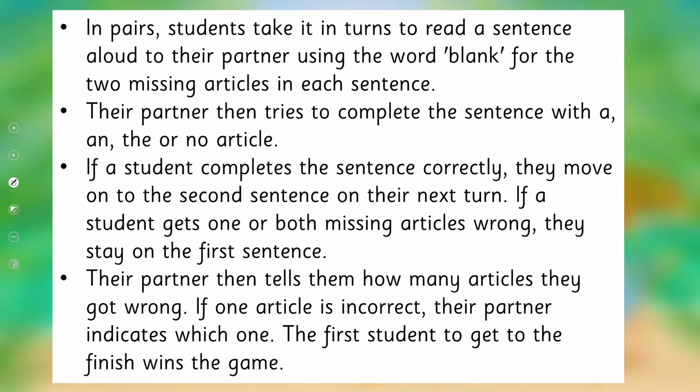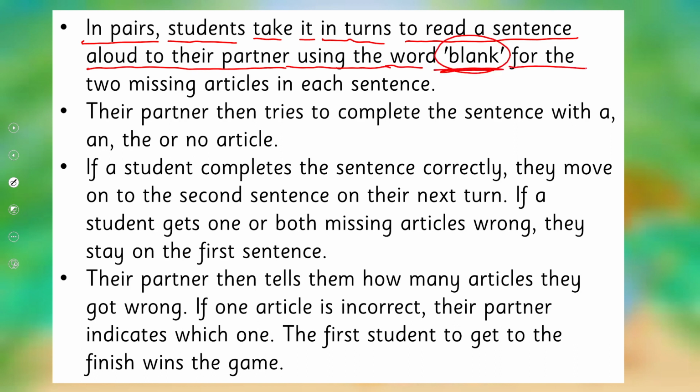What we are going to do is, the teacher will make pairs of students, and in pairs, students take turns to read a sentence aloud to their partner using the word "blank." You will say "blank" for the two missing articles in each sentence. Means there will be a sentence with two missing articles, and you will say "blank" for those articles.